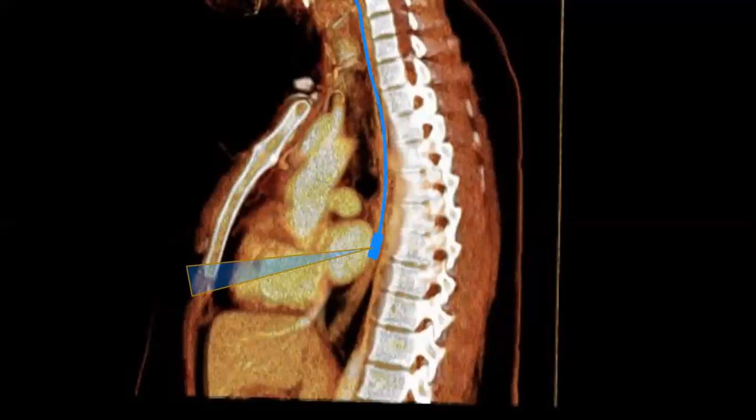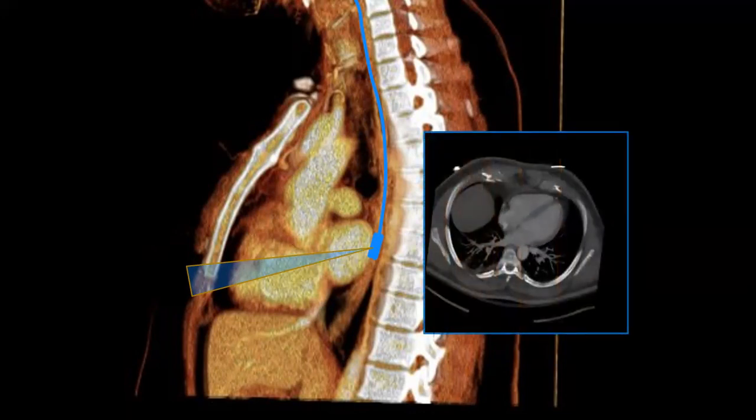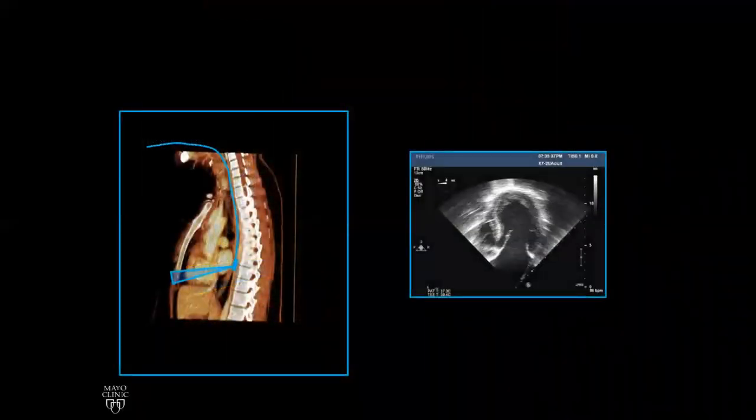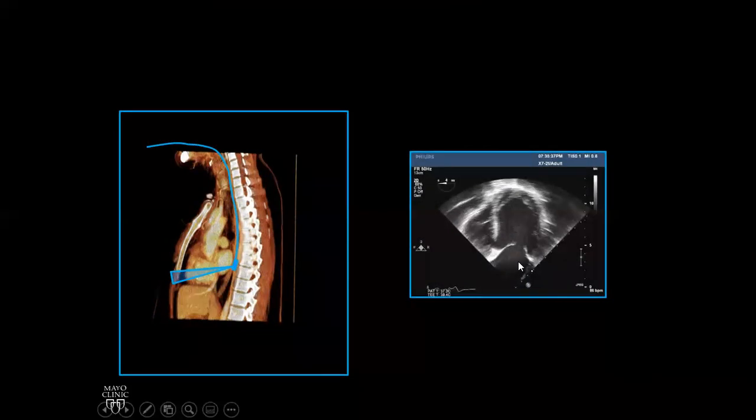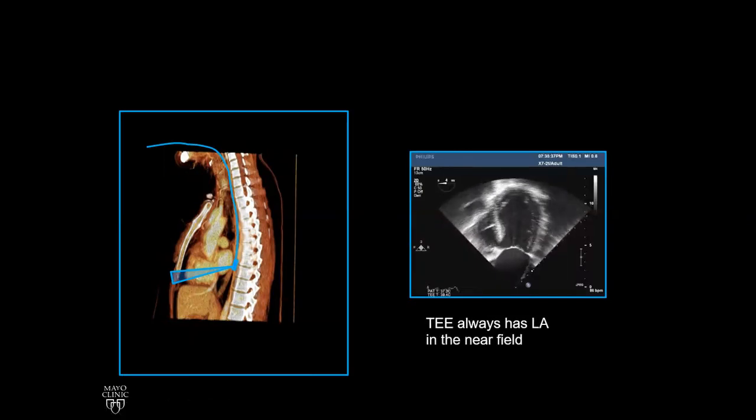And if you can imagine, if you put an ultrasound probe down here and looked from here, you'd get a good picture of the left atrium and the rest of the heart. This is what we call transesophageal echocardiography. So imagine here's a CT scan, and here's the esophagus. If we put a transesophageal probe right there, it would look through the left atrium. We get a picture like that, where this near field is the left atrium. In this case, this is the left ventricle, the mitral valve. And the transesophageal probe, if it's in the esophagus and hasn't perforated, always has the left atrium in the near field.